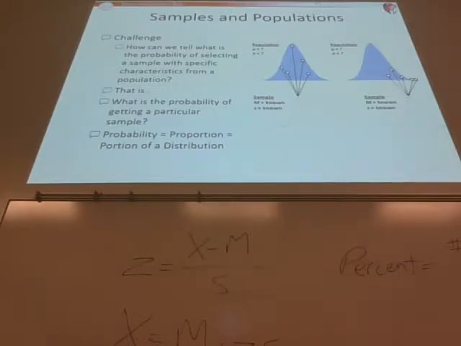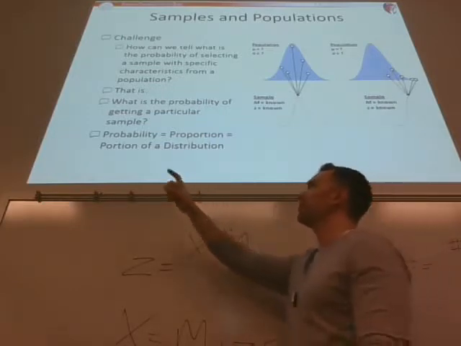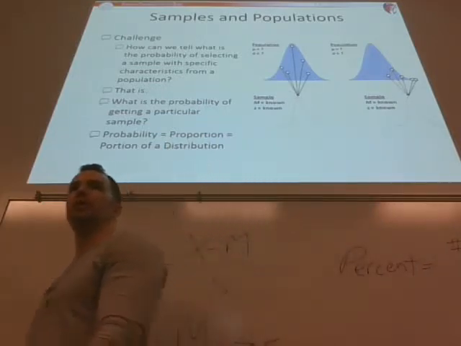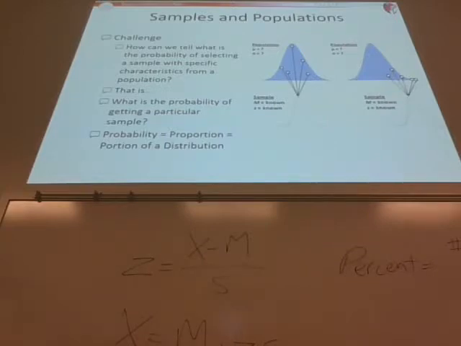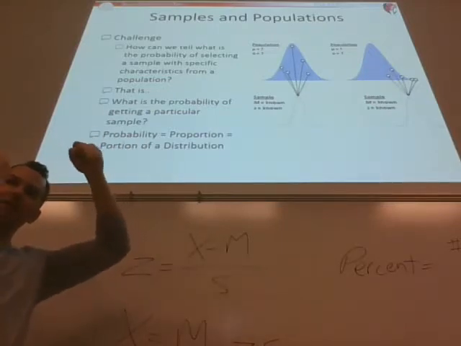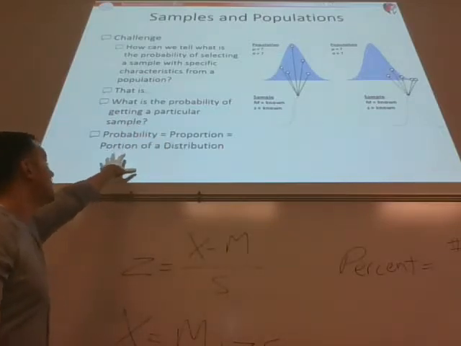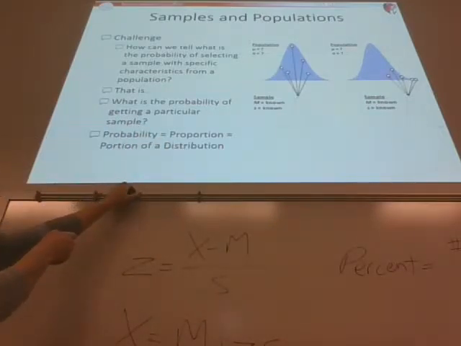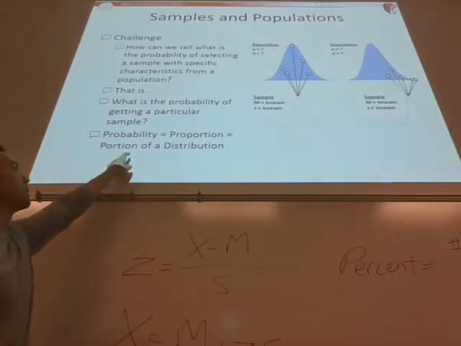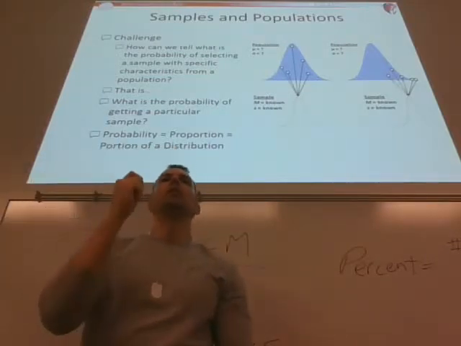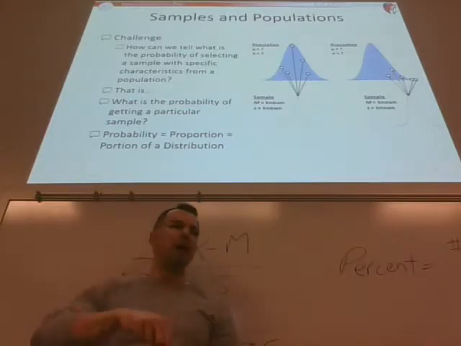All right. So we're looking for the probability of a particular sample. And probability equals proportion of a distribution. And this is where we need to kind of hold on tight to our cognitive processes here and just hang on for dear life. So we want to find out what's the probability of a particular sample. Probability equals a proportion of a distribution. Proportion of the thing that you're looking for the probability of.